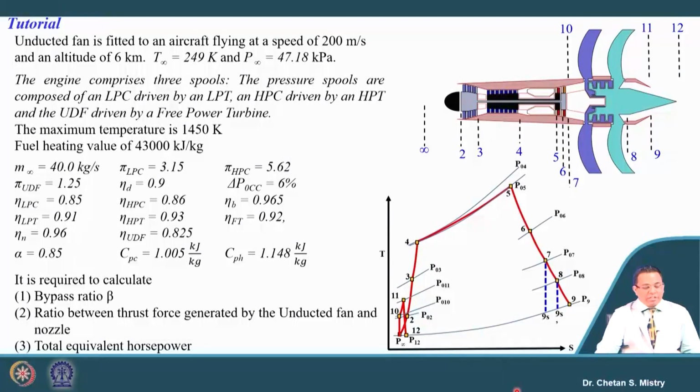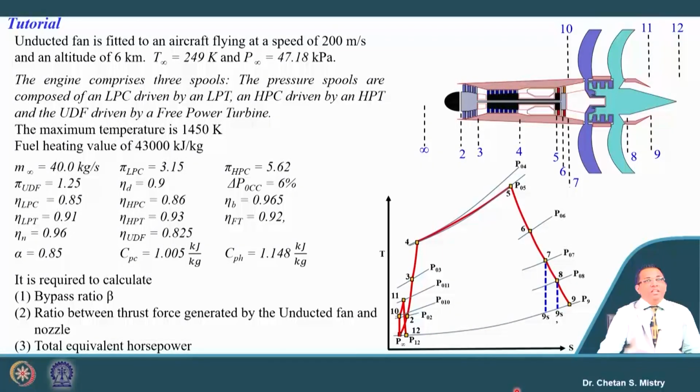We have an unducted fan fitted to an aircraft flying at 200 meter per second at an altitude of 6 kilometer, where the temperature is 249 Kelvin and the pressure is 47.18 kilopascal. Be careful, this speed is at that particular altitude, so we cannot straightaway take it in terms of Mach number. If we take the Mach number, it should be with this temperature.